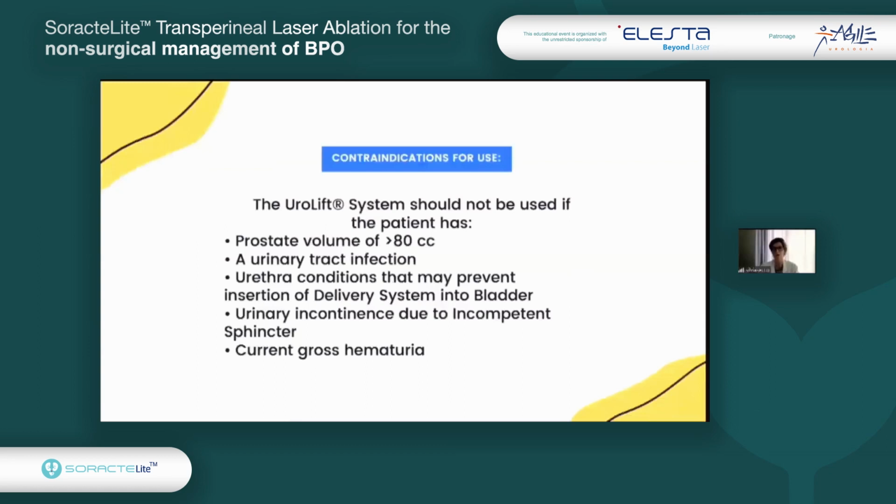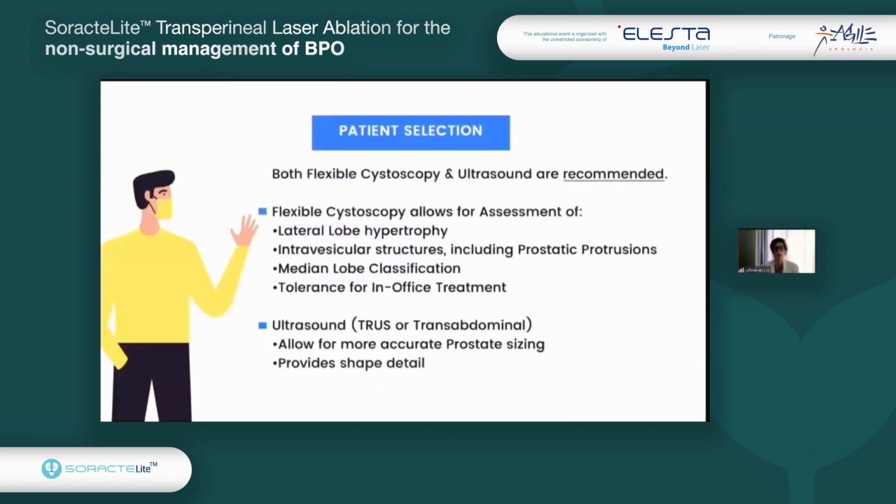But Urolift is contraindicated in patients whose prostate is larger than 80 cc, or patients that have a urinary tract infection, urethral stenosis, or of course ongoing hematuria, because it's not necessary to say that we have to treat these things before this particular treatment. To select the patient, of course, we have to perform the uroflow, the PSA, anamnesis, and so on, but we also suggest performing a flexible cystoscopy and an ultrasound of the prostate.